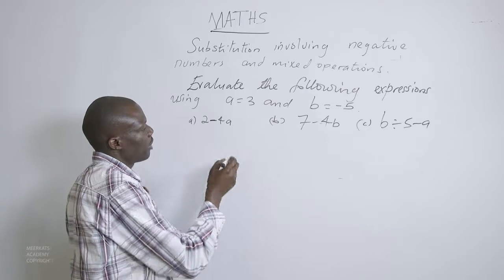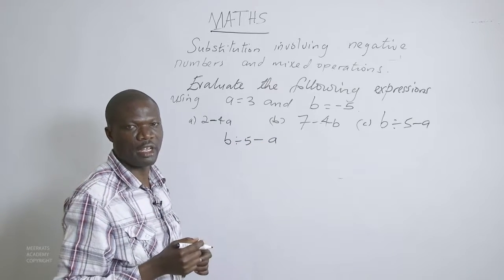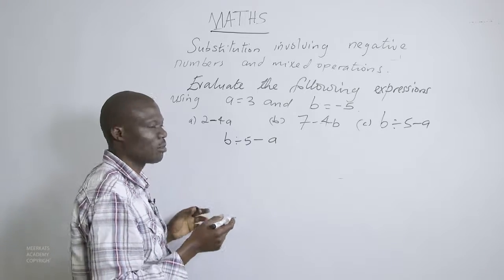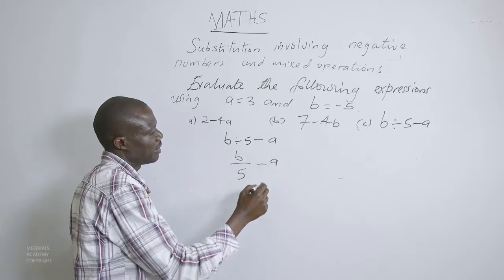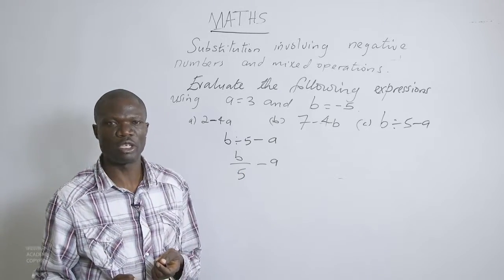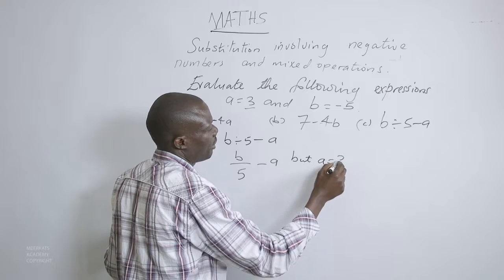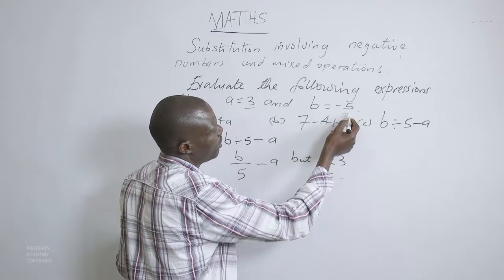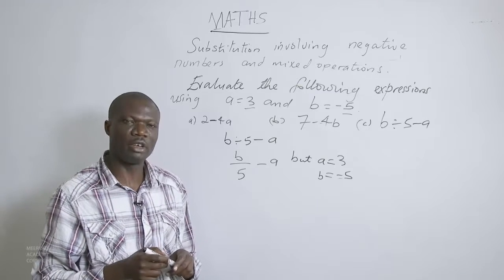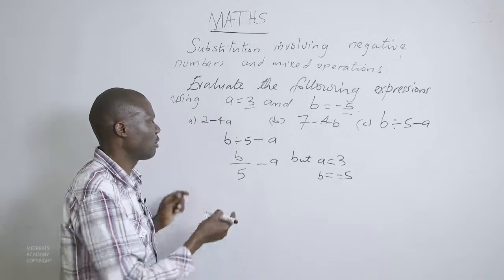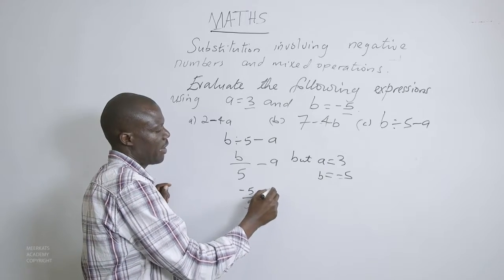Now, looking at the last one, we have B divided by 5 minus A. We saw earlier on that B divided by another number is the same as writing it as a fraction, where we have the numerator as B and the denominator as 5, and then we minus A. This and this are simply the same. But A is equals to 3, and B is here, -5. So we shall substitute the values of A and B in our expression, so that we shall have B, which is -5, divided by 5, minus A, and A is 3.